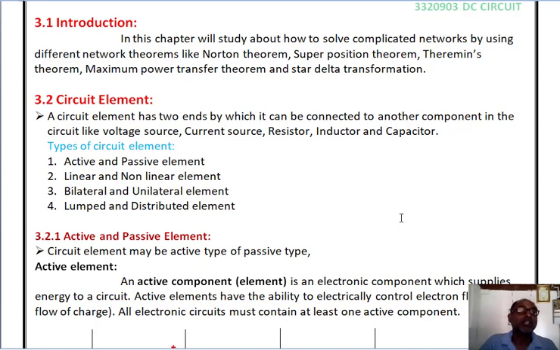theorems. Here we will study how to solve for the current or the voltage drop across any elements connected in a network. We can find these by using different types of theorems like Norton theorem, superposition theorem, Thevenin's theorem, and maximum power transfer theorem, and star to delta and delta to star transformation.